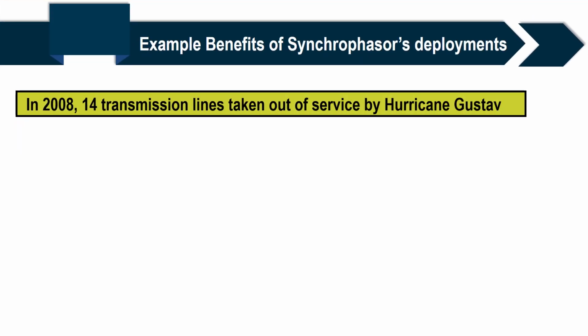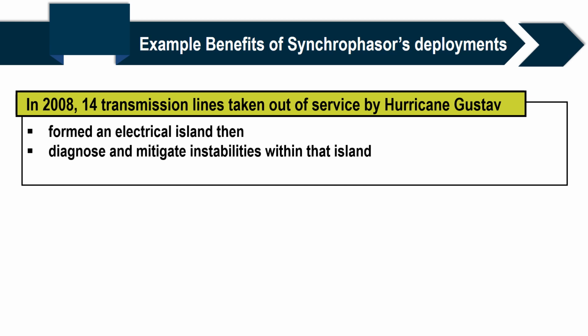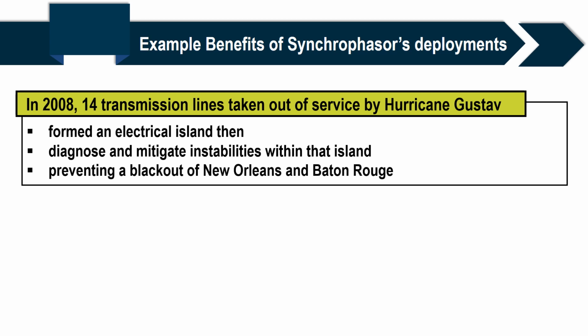Some of the other examples of synchrophasor deployments, like in 2008, 14 transmission lines taken out of service by Hurricane Gustav. With the help of synchrophasor, they were able to form an electrical island, diagnose and mitigate instabilities within that island, and prevented the blackout of the New Orleans and Baton Rouge area.